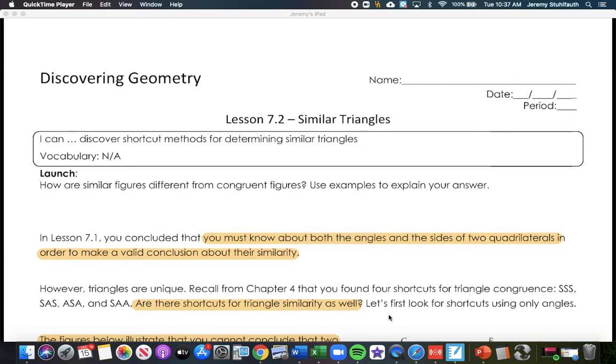Before we get working on the lesson, I would like for you to work on the warm-up and see if you can answer the question. So pause the video, and when you unpause it, we will go over it.